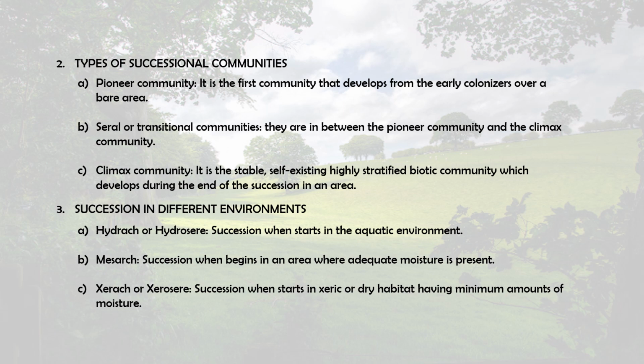And third one is climax community. It is actually the stable and self-existing, highly stratified biotic community which develops during the end of the succession in a given area. And this community, as the name gives, it stabilizes with the existing environmental conditions and does not change into any other community on its own. So in this, the species diversity is also very high.